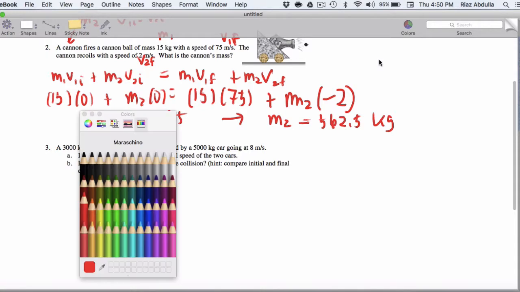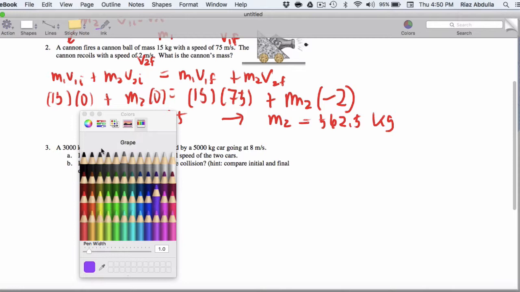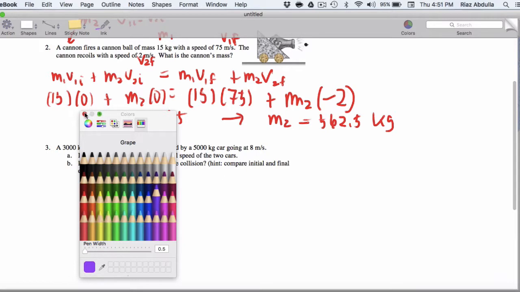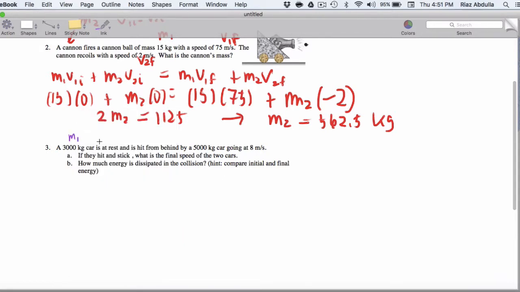So here's the idea. We have this car right here, the 3,000 kilogram car. We'll call that M1. It's at rest, so that means V1 initial is 0. It's hit from behind by a second car, which I'll call M2. Its initial velocity is 8 meters per second. And then they hit and stick. So that means we have V2 final equals V1 final. This is the same speed, so I'm just going to call it plain old V.